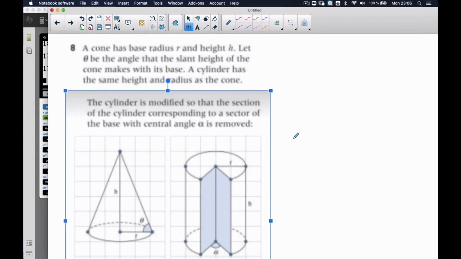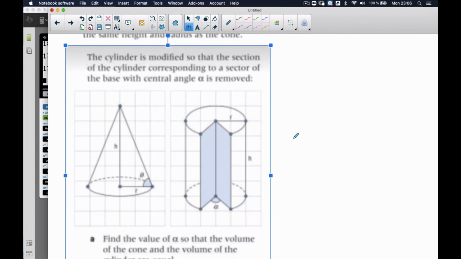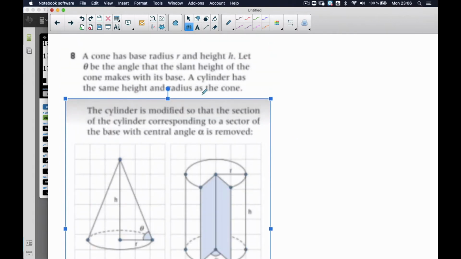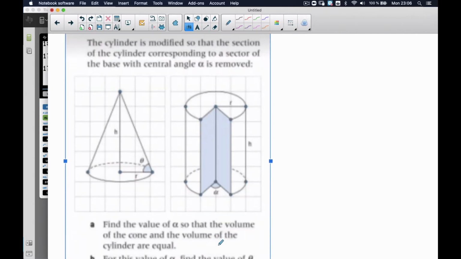Okay, so I'm going to do this problem, and I haven't actually ever done it before, so you'll be able to see my thinking and my mistakes as I do it. But I know I have a height and a radius, and the height and the radius are the same. This theta is theta. Alpha is this part here that's been cut out. Okay, and so I want to find this value of alpha so that the volume of the cone and the volume of this modified cylinder are the same.